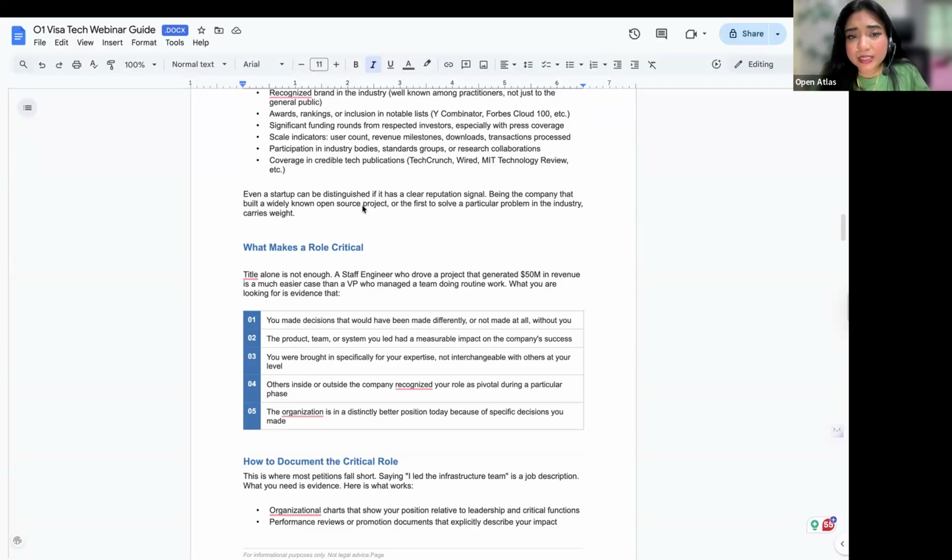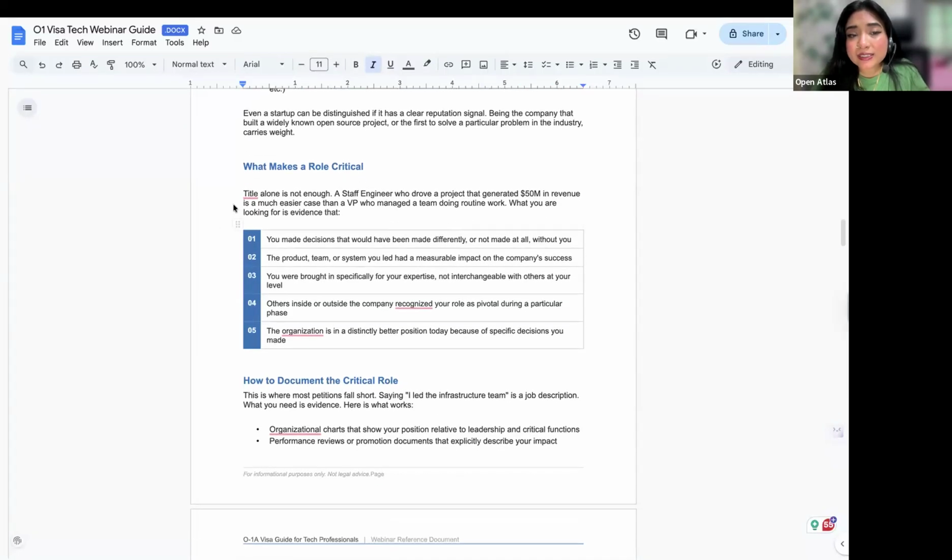Even a startup can be distinguished if it has a clear reputation signal, like being the company that built a widely known open source project or the first to solve a particular problem in the industry. It carries weight. Somebody is a startup, but they have solved a gap which is industry based. It carries a lot of weight. The only part over here is to showcase it to USCIS with the right documentation.